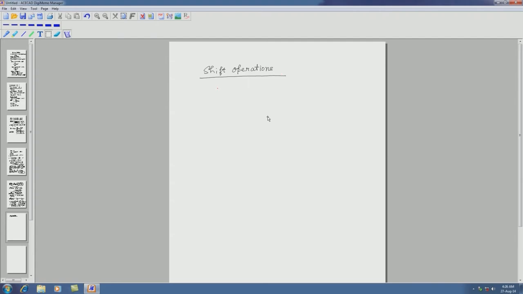Now, if we have a discrete numeric function a given by a 0, a 1, a 2 and so on, a r like this, then one right shift denoted by s a is the function 0, a 0, a 1, a 2, a r and so on. If we apply s square to a, then we have two right shifts, which is 0, 0, a 0, a 1 and so on.